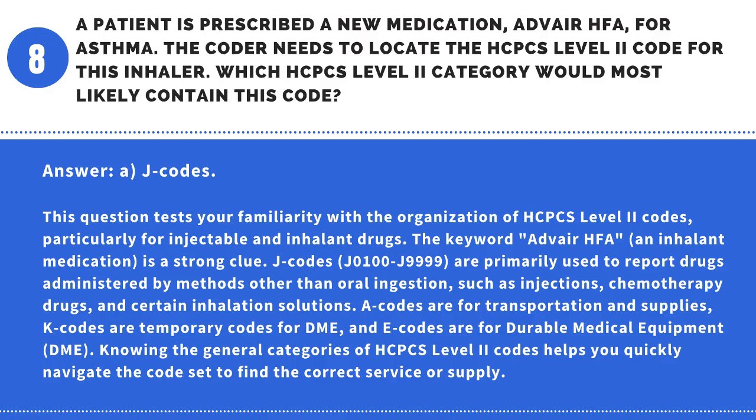This question tests your familiarity with the organization of HCPCS Level 2 codes, particularly for injectable and inhalant drugs. The keyword Advair HFA, an inhalant medication, is a strong clue. J codes, J0100 to J9999, are primarily used to report drugs administered by methods other than oral ingestion, such as injections, chemotherapy drugs, and certain inhalation solutions. A codes are for transportation and supplies, K codes are temporary codes for DME, and E codes are for durable medical equipment, DME. Knowing the general categories of HCPCS Level 2 codes helps you quickly navigate the code set to find the correct service or supply.